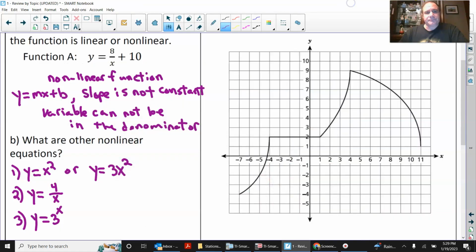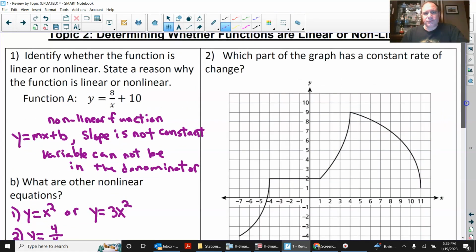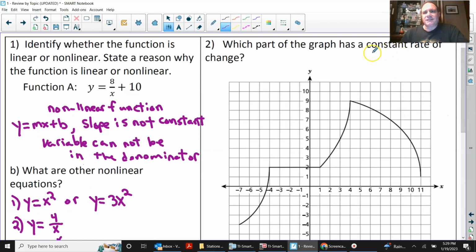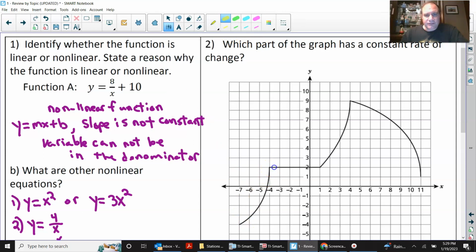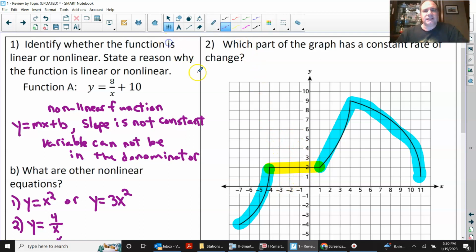All right. And so let's go on to number two. Which part of the graph has a constant rate of change? We are looking for a straight part of the graph. So this is the only straight part of the graph right there. Everything else is curving. Take a look at that in blue. That's a curve. That is not constant. This is a curve right here. And also, this is a curve right there. All right. So all of that in blue is curving.